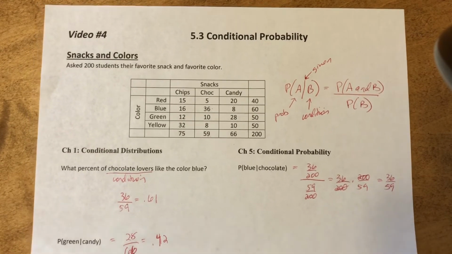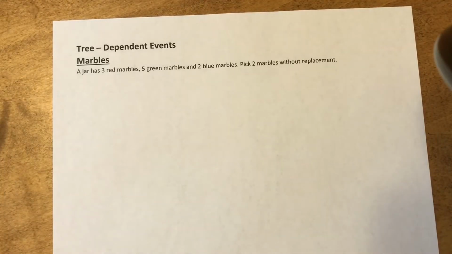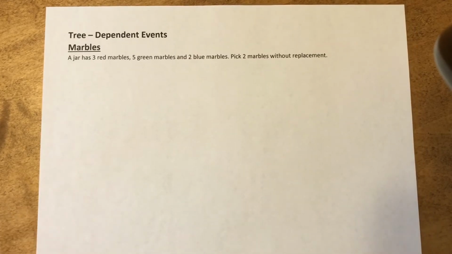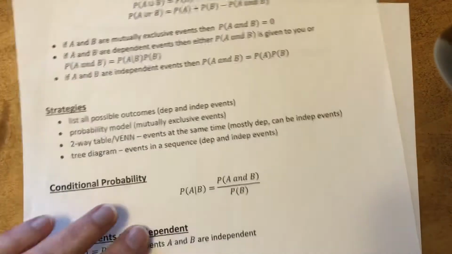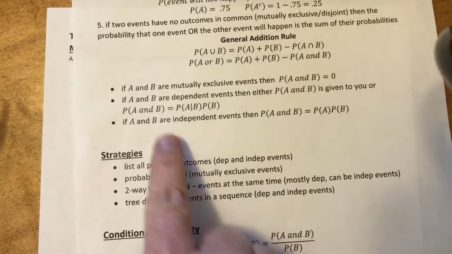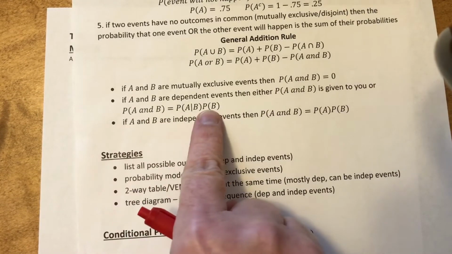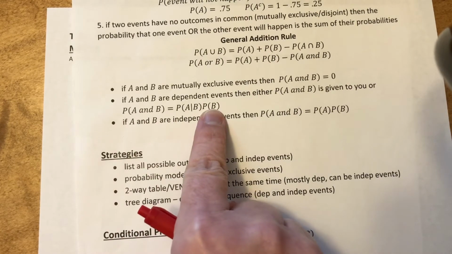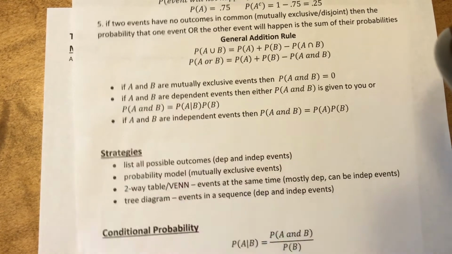Now let's look at it in terms of trees, okay? We're going to look at a tree for dependent events, because my example I just showed you with the table emphasized that, but now I want to show you where this comes from, okay? And this is most easily seen on a tree, where we have dependent events.